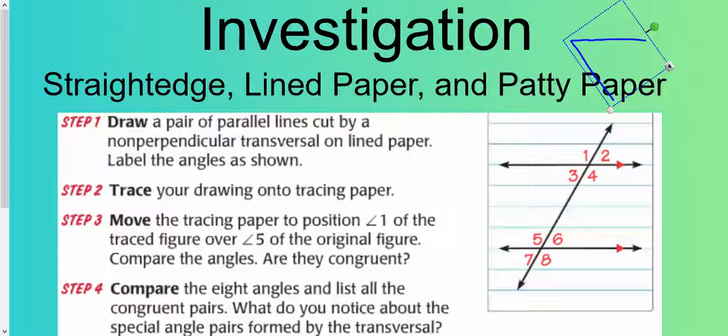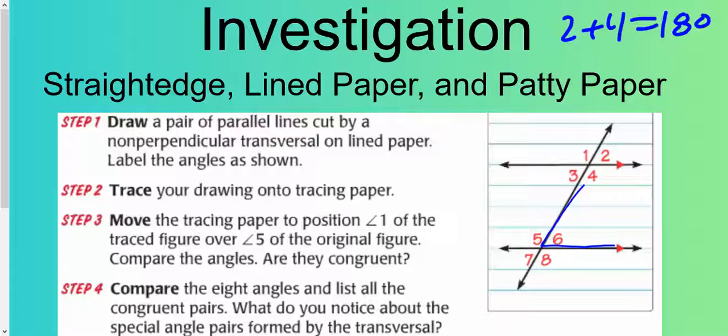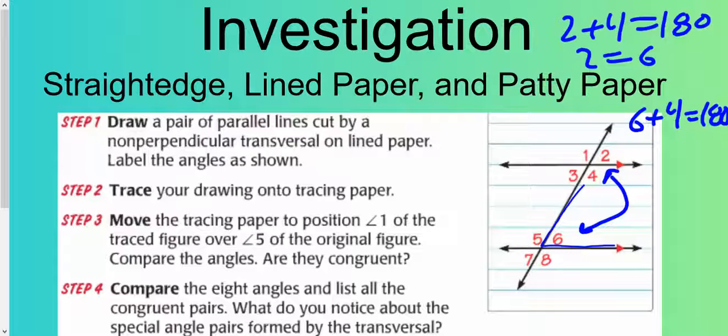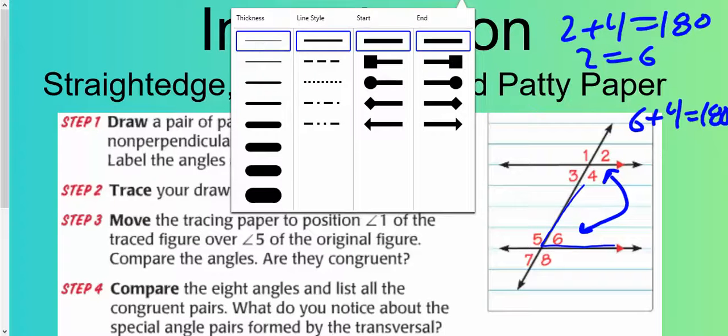Well, we know that 2 and 4 are a linear pair, and 2 and 6 are the same. So 2 plus 4, a linear pair, has to equal 180. And 2 and 6 are the same, so if I replace the 2 with the 6, 6 plus 4 equals 180. So this is just a quick overview on why the same side interior angles are supplementary. And we're going to formalize all this into proofs.